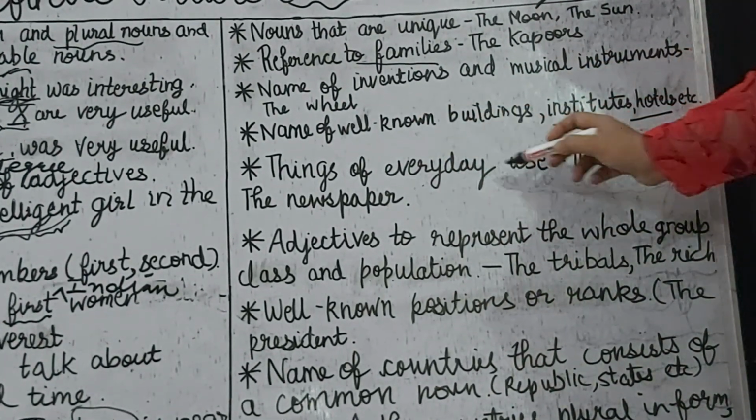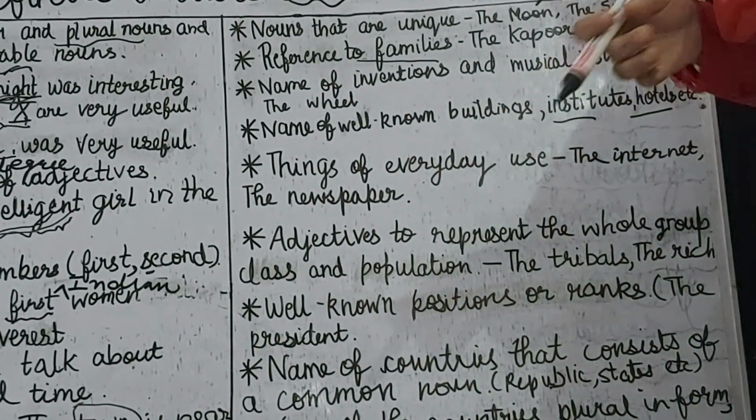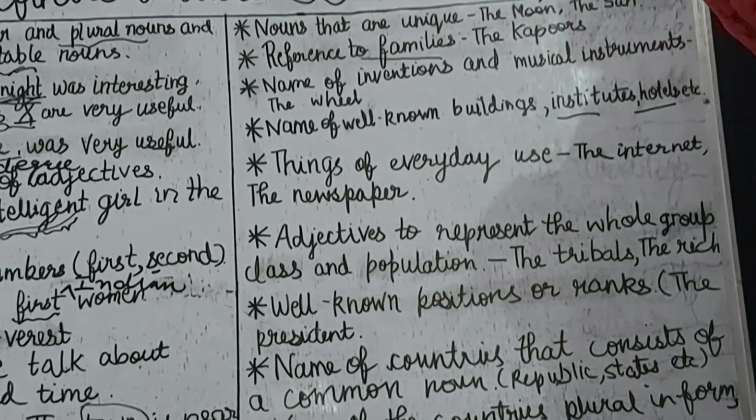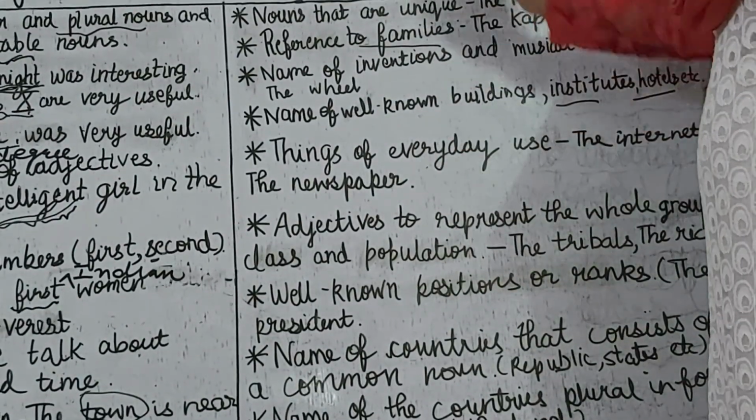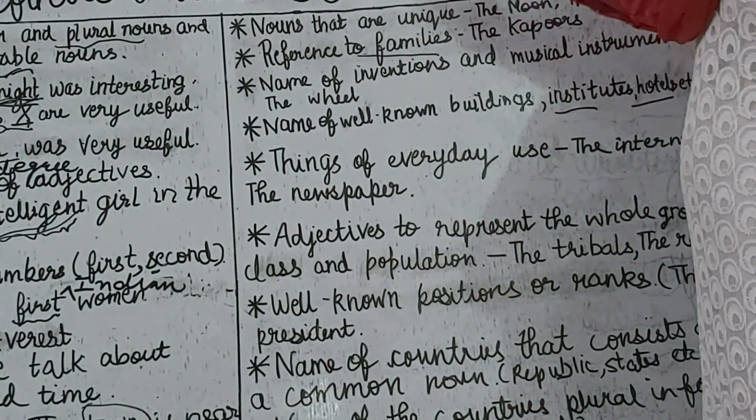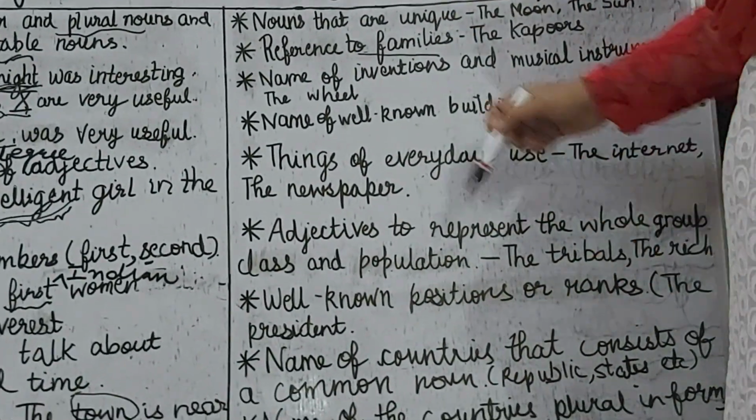Now next is things of everyday use. Things of everyday use like the newspapers, the internet, the mobile, we use "the." Again the thing is the same: when we are not in the general sense but in the specific sense.